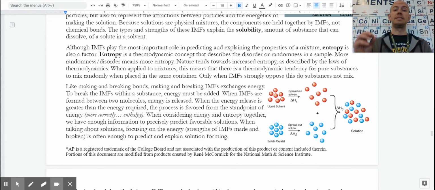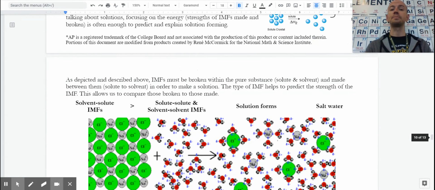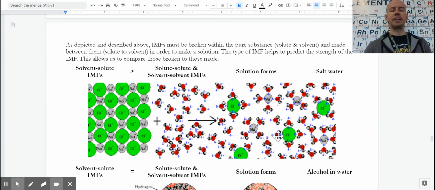When the making or the release of energy is a larger amount of energy than the energy we have to put in, it's definitely favored from the standpoint of energy or enthalpy, or in terms of maybe a heat or temperature change. So we've got entropy helping us out, and depending on the IMFs we're breaking and making, we may also have energy or enthalpy helping us. And here are some more specific examples, because this is a little bit tricky, kind of visualizing this abstractly.